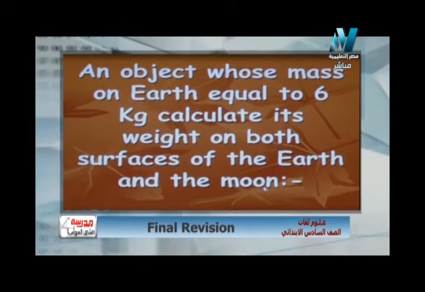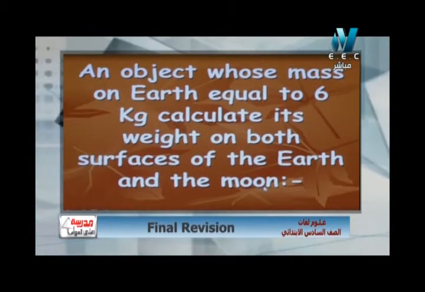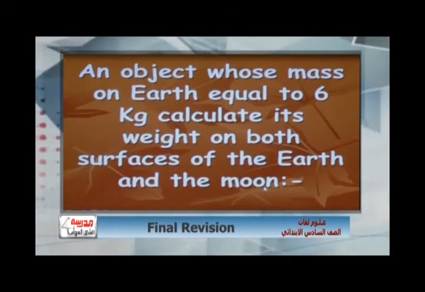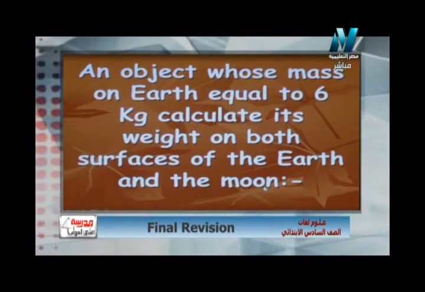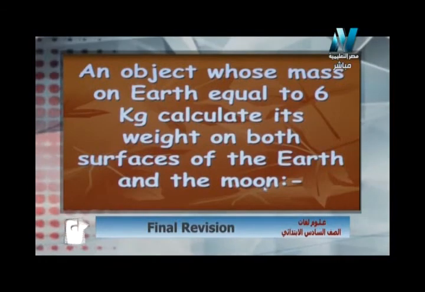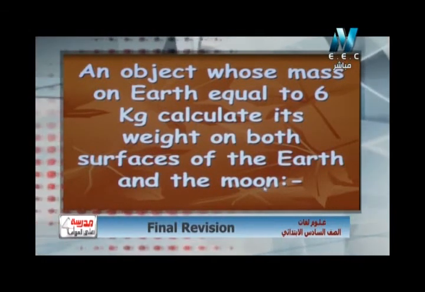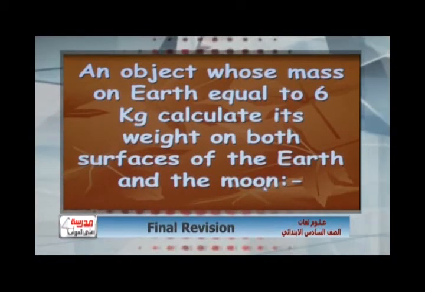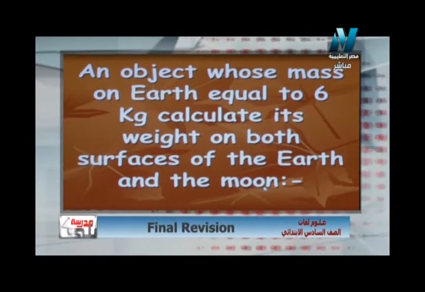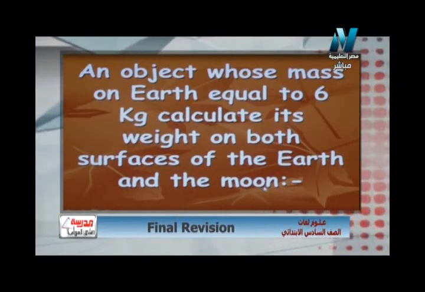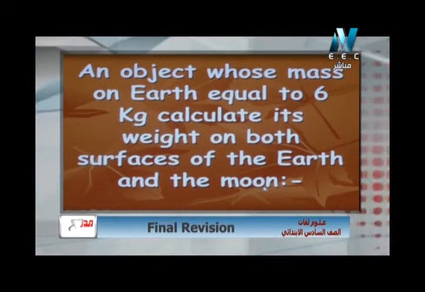If I want weight on Earth, it equals mass by 10 from the first triangle. So it will be 6 by 10 equals 60 Newton. So what about weight on the moon? Weight on the moon equals weight on the Earth divided by 6. 60 divided by 6 will be 10 Newton. So let us see the answer.